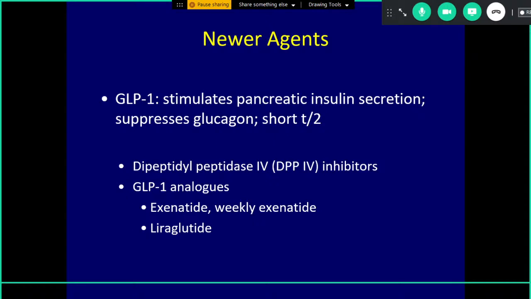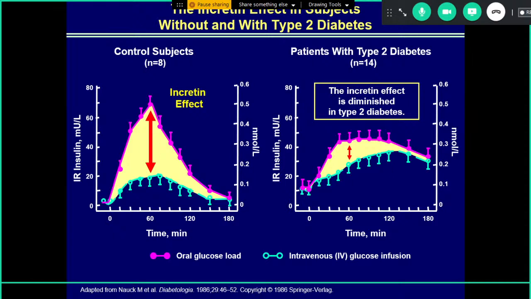Coming to the new sets of agents, the GLP-1 receptor based. So these are either the dipeptidyl peptidase inhibitors or the GLP-1 analogs, and I've told you about both of them. The primary thing you need to understand is a concept which is called the incretin effect. What has been described is that if you give a certain amount of glucose IV and an equivalent amount of glucose orally, the insulin generation is much more with the oral glucose, and that is attributable to the topping up effect of GLP-1, which then also causes insulin secretion, right? Which does not happen with an IV glucose.